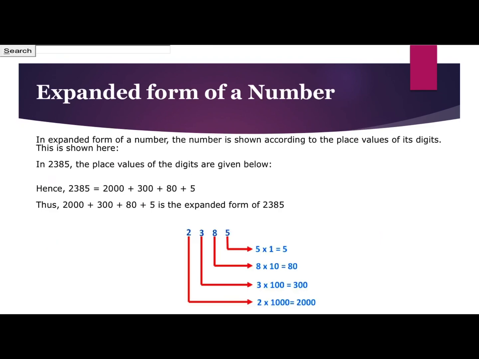So 5 is in the ones place, so 5 into 1 is equal to 5. 8 is in the tens place, so 8 into 10 is equal to 80. 3 is in the 100s place, so 3 into 100 is equal to 300. And in the 1000s place we have 2 into 1000, which is equal to 2000.